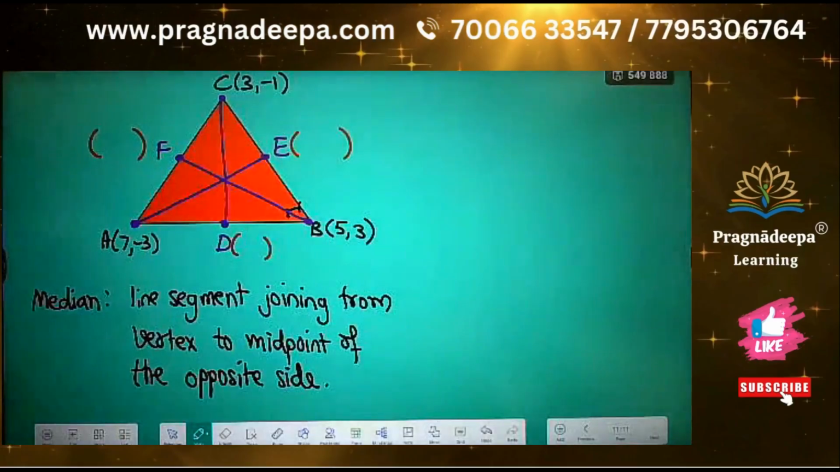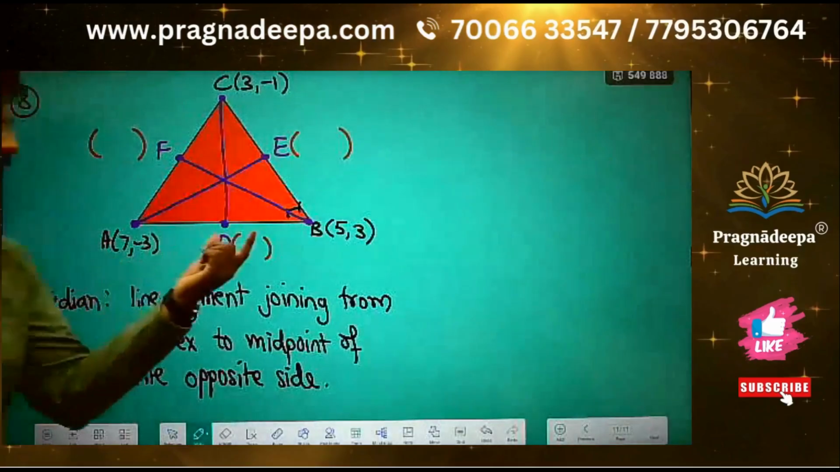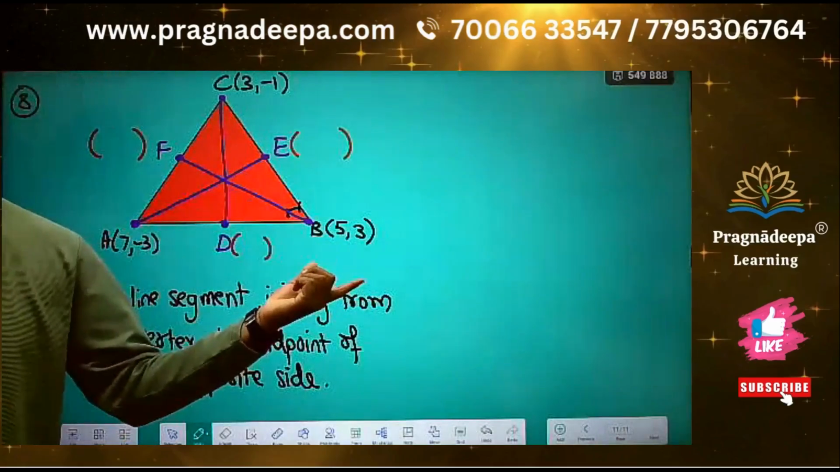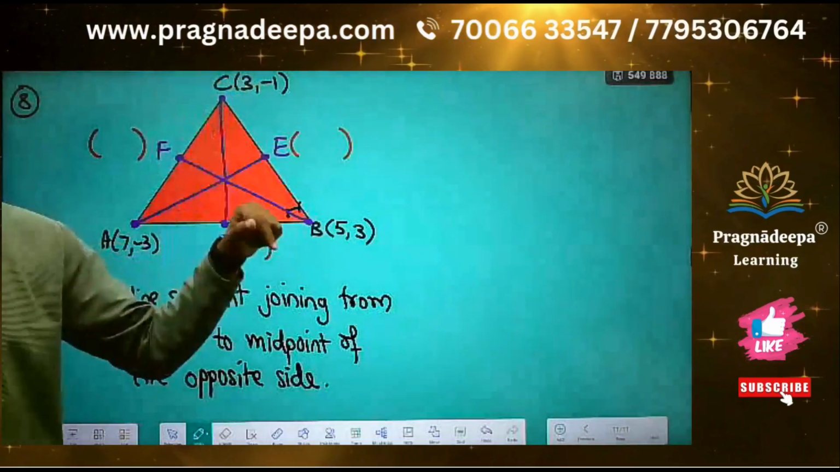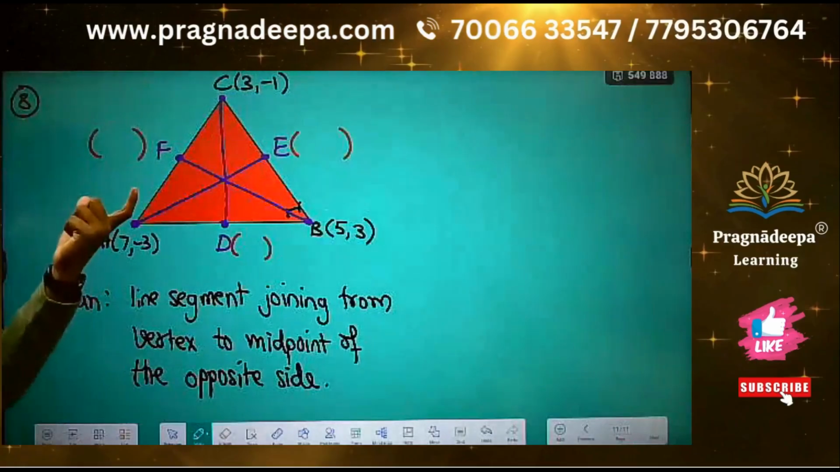Okay. Since D is the midpoint of AB, you can apply the midpoint formula. E is the midpoint of BC, you can apply the midpoint formula. F is the midpoint of AC, you can apply the midpoint formula.